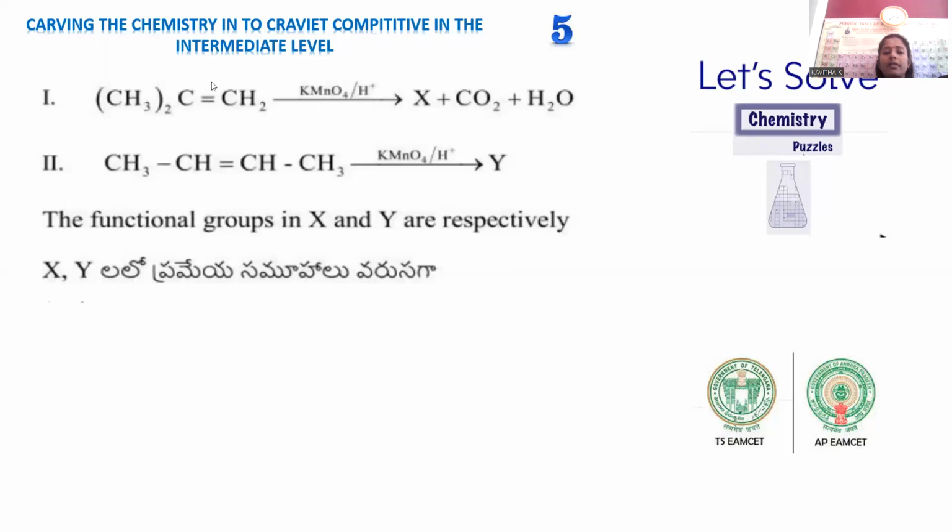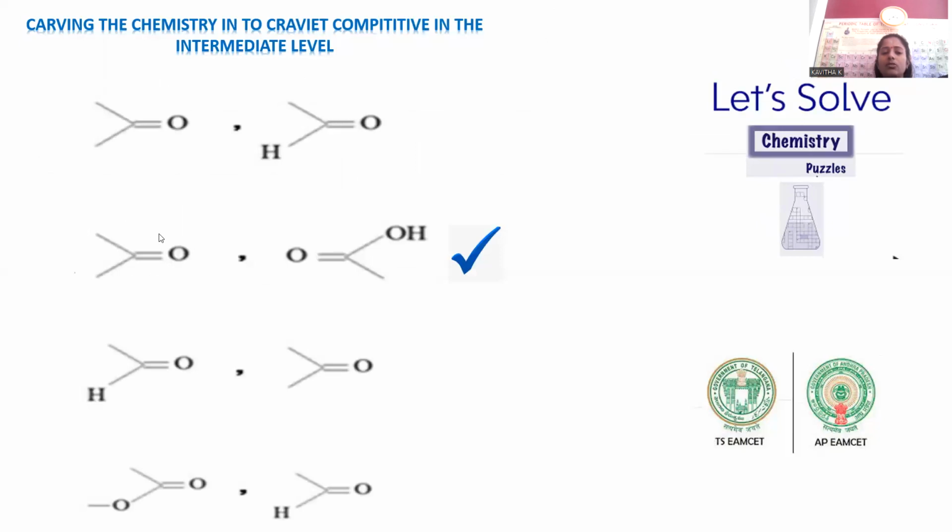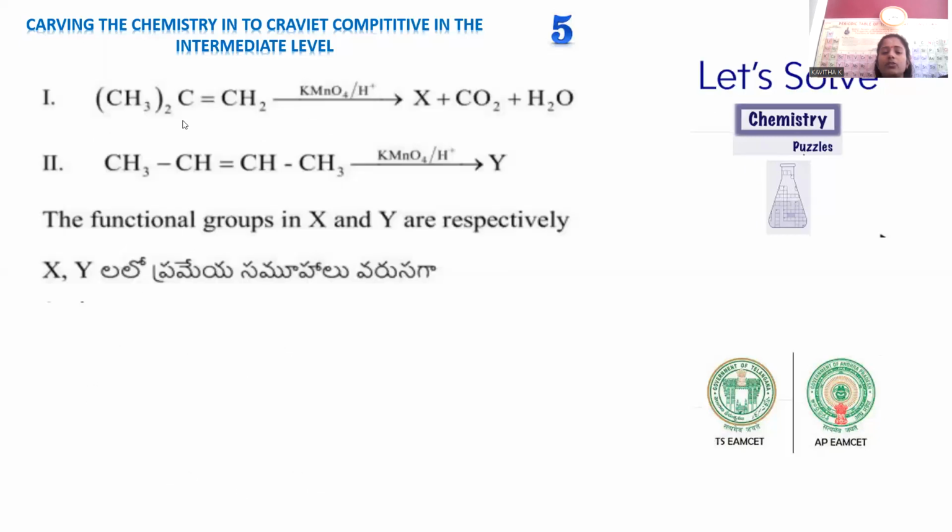For compound number 1, if you break over here, one of the carbons turned into carbon dioxide, that is already given in the problem, so no need to solve. But else will be CH3C, CH3 will be turned into ketone. This is called acetone. So X will be acetone over here, right? We can't convert it into carboxylic acid because this carbon is accompanied by 2 methyl groups, so it will be converted into ketone. If you go with the second compound, we are having carbon with 1 methyl and another hydrogen.